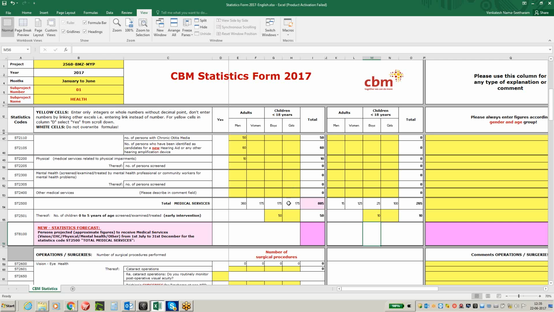Just in case, for example, there are 175 girls reached, and say there are 100 girls who are screened between 0 to 5 age, but the total girls who are persons with disabilities is 200, then you will see a pop-up in red, which means there is something wrong. You have missed something, so they have to correct it. Until you see a correct figure, the red will not go.